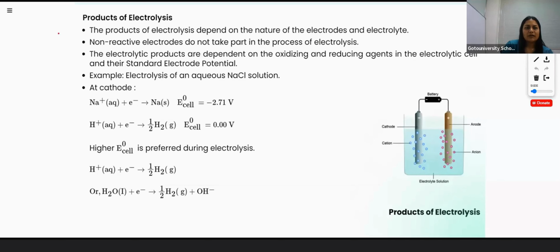So the product of electrolysis, as we discussed, depends on the nature of the electrodes and electrolytes. There are non-reactive electrodes that do not take part in the electrolysis process. So the electrolytic products depend on the oxidizing and reducing agents in the electrolytic cell.